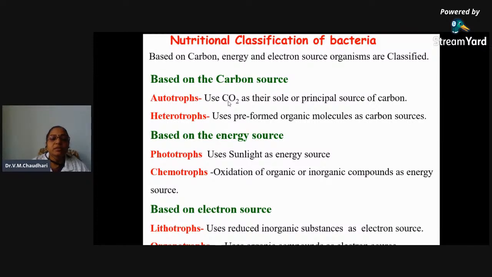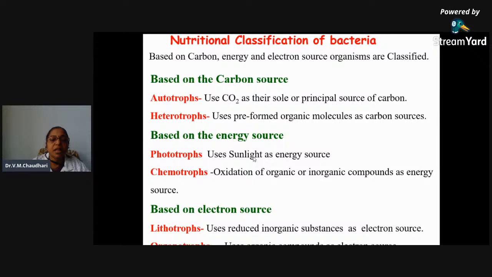Then based on the energy source, organisms are again classified as phototrophs and chemotrophs. What are phototrophs? Phototrophs are organisms which utilize sunlight as the energy source, while chemotrophs are organisms which utilize organic and inorganic compounds as the energy source. Phototrophs utilize sunlight as the energy source, meaning they are autotrophic organisms which are also phototrophic organisms.